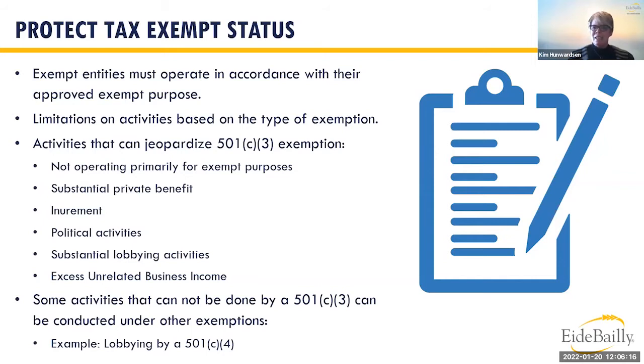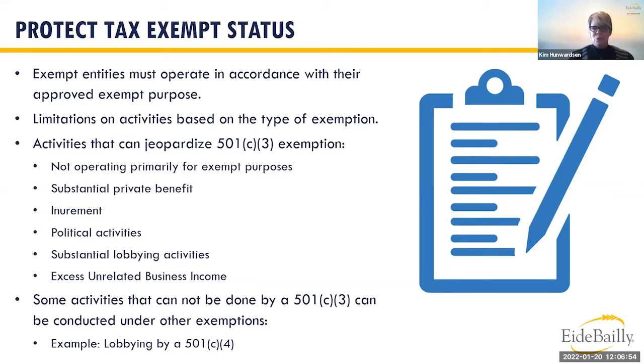Inurement, which is really operating with or providing a benefit to people who are in a position to exert substantial authority over the organization. If an organization is doing that, that can jeopardize their status. Now, we don't see this coming up too much anymore because there are some rules called the intermediate sanction rules that instead put penalties on those individuals who are benefiting from the organization. But places where we might see this come into play is excessive compensation or non-fair market value transactions.